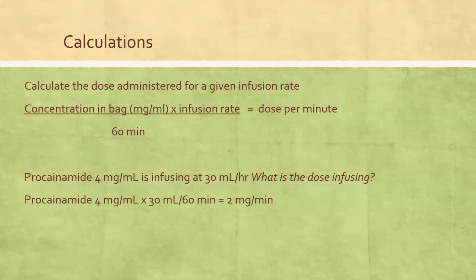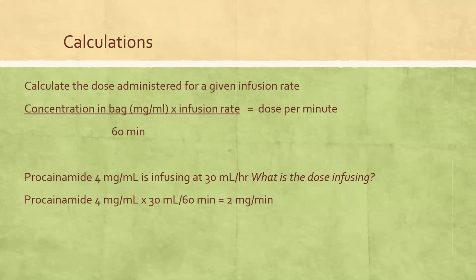And let's go on to another one. When we're looking at dose per minute, we've got, again, concentration in the bag, and so that's milligrams per mil. We just did that on the last slide, times the infusion rate over 60. And that's going to give you your dose per minute.